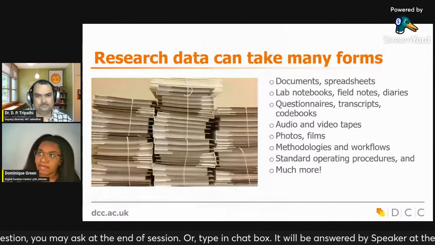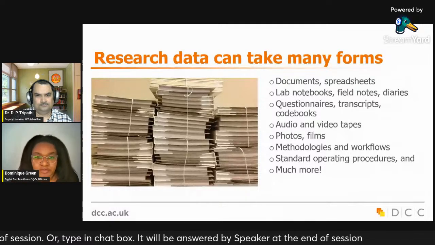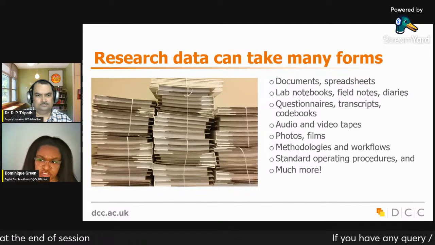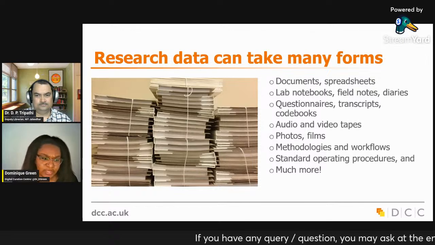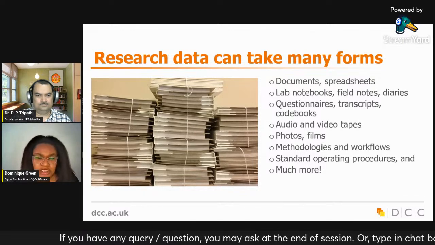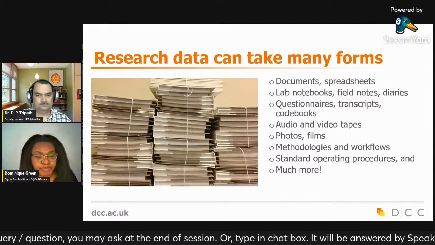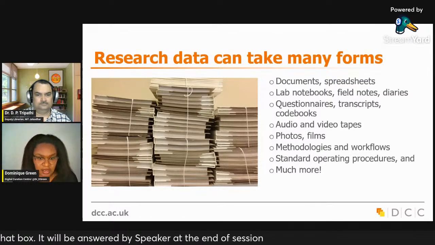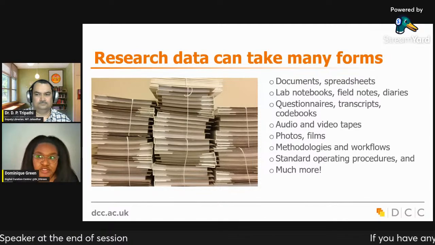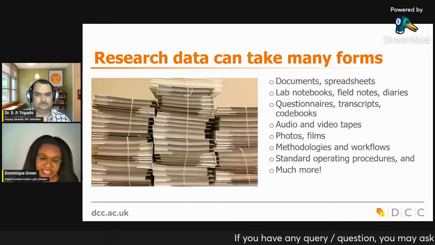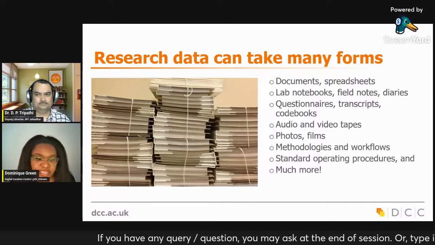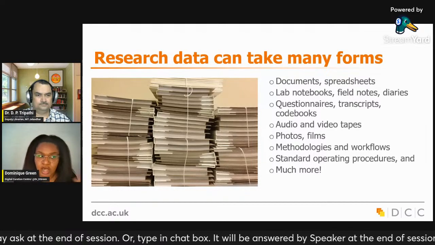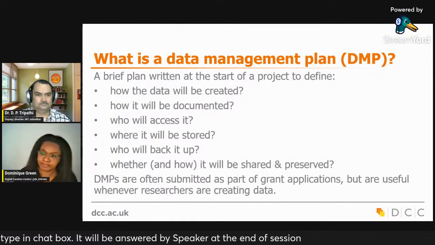So after I give you that definition, you might be thinking, what forms can research data take? Research data can take many different forms. It could be documents, spreadsheets, questionnaires, transcripts. It can even be audio and videotapes. It can be pictures and films. It can be a lot more. So it's more than just surveys and personal data. Essentially, research data are the evidence that underpins the answer to the research question, and it can be used to validate the findings regardless of the form of the data, whether it be print, digital, or physical. So when we start to talk about data management plans in the next slide, just remember that we're talking about research data in all forms.